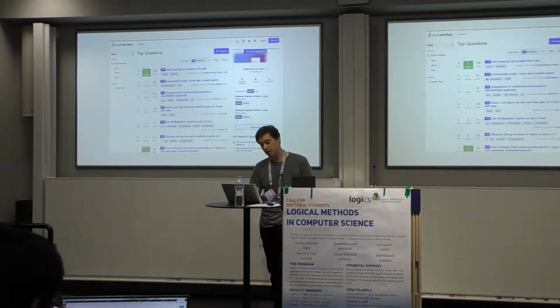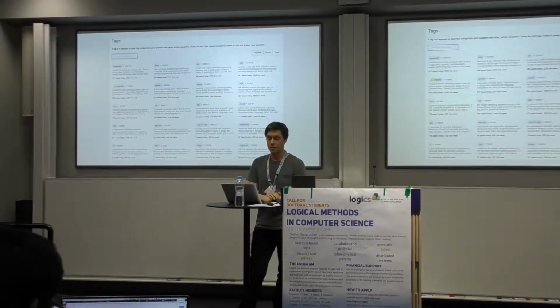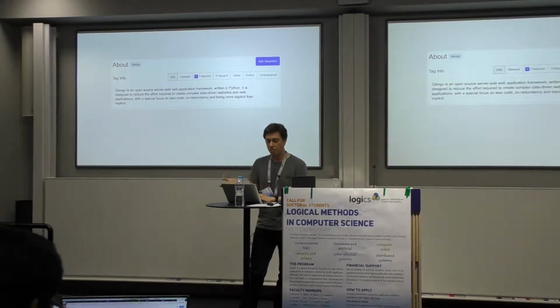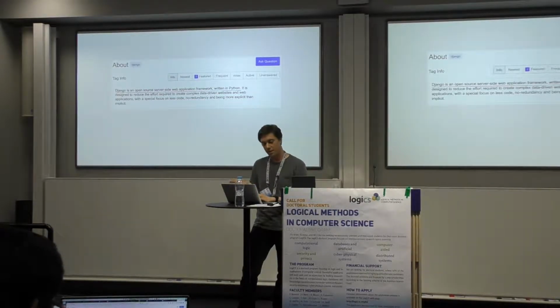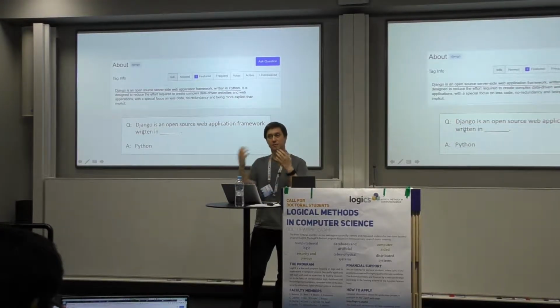So a given question here, if you notice, it has tags that describe its topics. And those tags, there's actually a wiki on Stack Overflow that describes each one of those tags, defines it. So for example, here's the description of Django. For a sentence, Django is an open source server-side web application framework written in Python. In Quasar-S, we'll have a question where we've removed Python. So the task is to fill in the blank, Python.